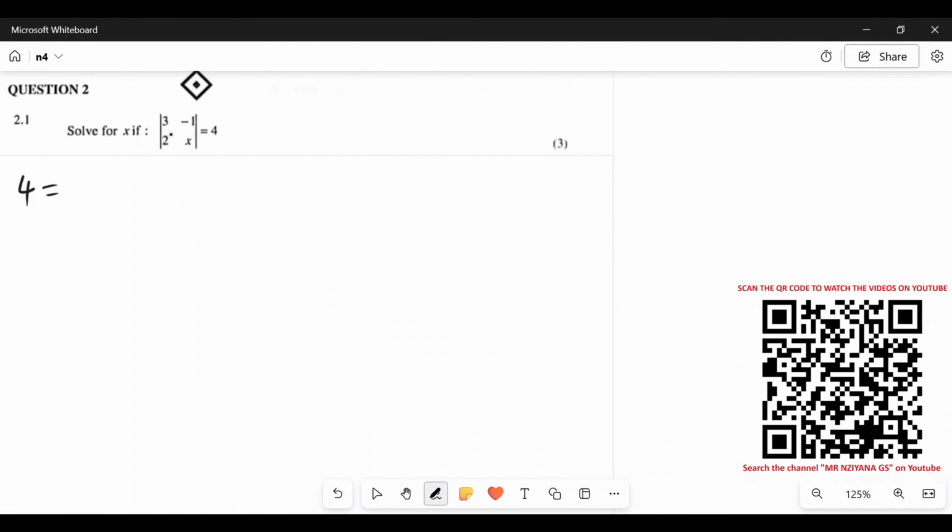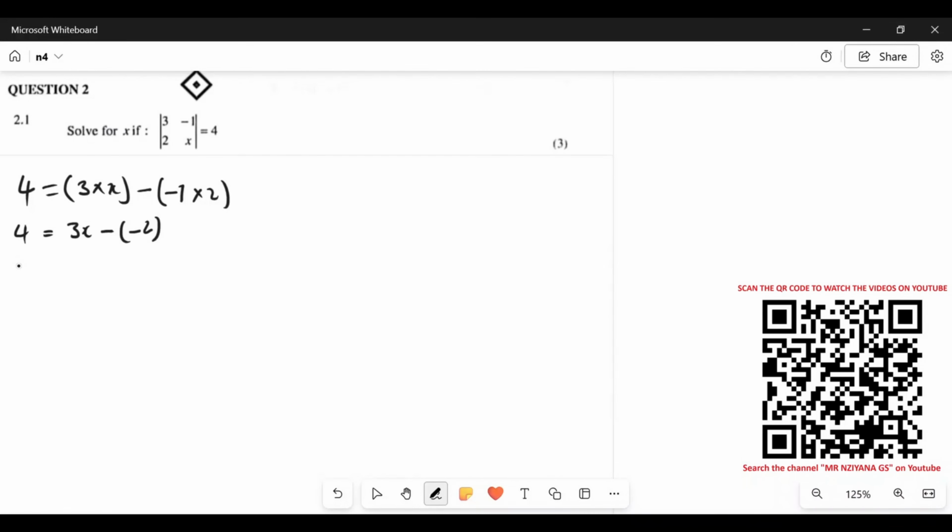It's going to be equal to, you multiply the first entry with the last entry. So our first entry is 3 multiplied by x. Then you subtract, open bracket. Inside this bracket, you multiply the second entry and the third entry, which is -1 multiplied by 2. If we continue, we still have 4 on the left hand side, and then we have 3x. Inside the bracket, we have -1 multiplied by 2, which gives us -2.